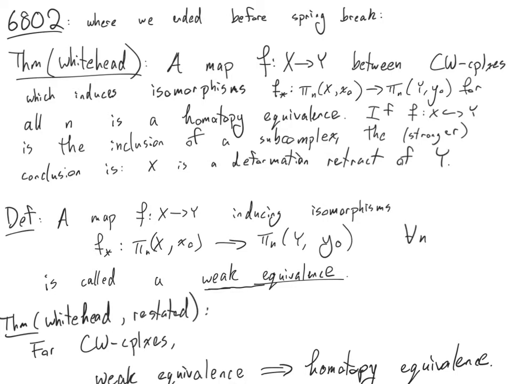I don't remember if I talked about this, so covering all our bases. Any map which satisfies these hypotheses, so induces isomorphisms on pi n for all n, so these f lower star maps are isomorphisms on pi star, is called a weak equivalence. Sometimes people call these just pi star isomorphisms. But weak equivalence is standard, so you should know that definition.